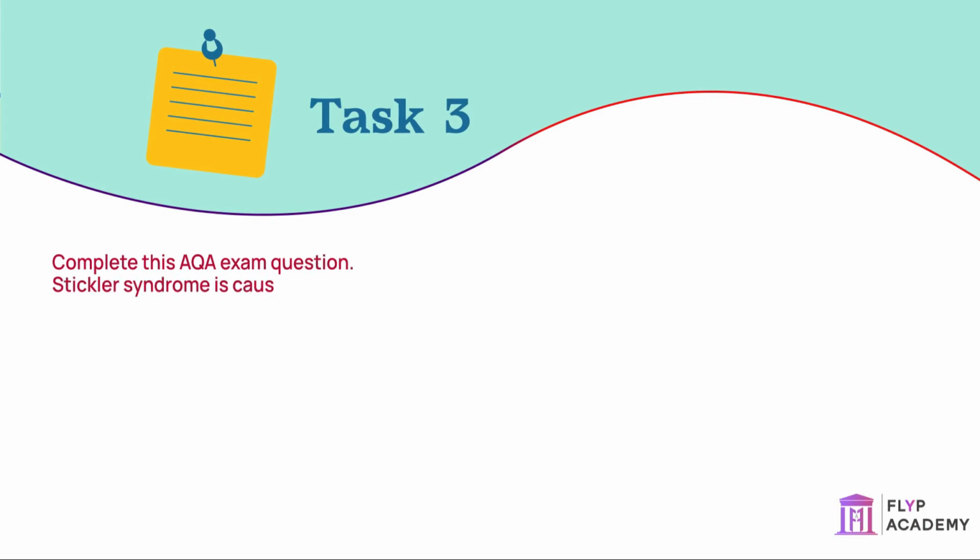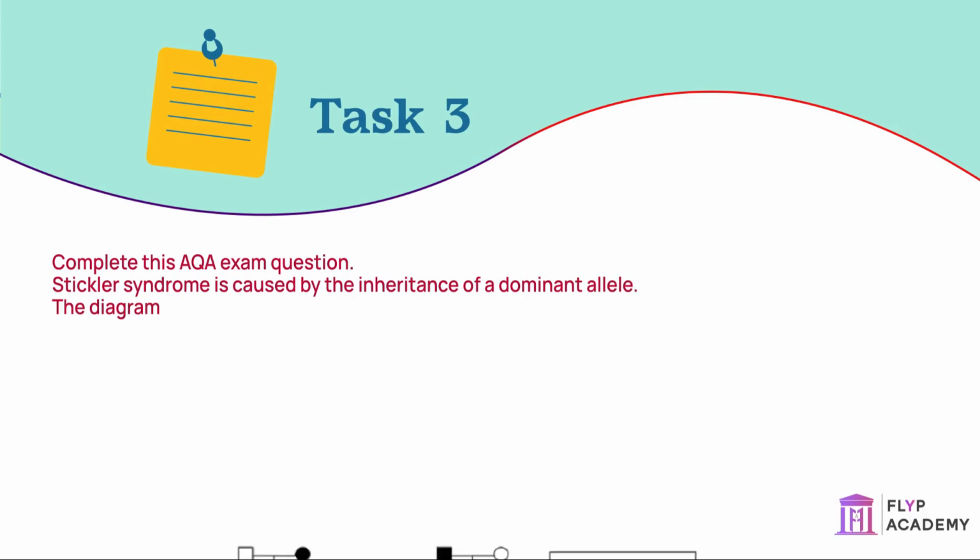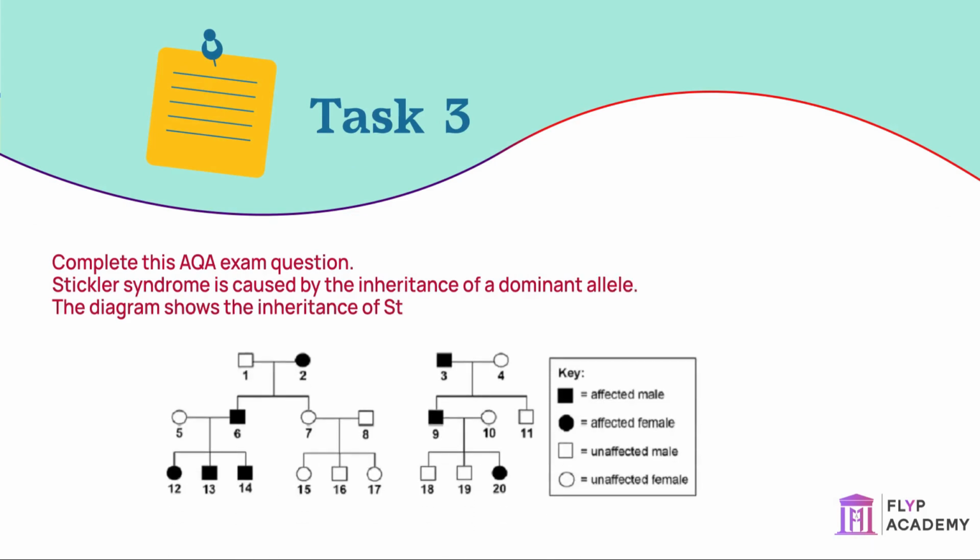Task: complete this AQA exam question. Stickler syndrome is caused by the inheritance of a dominant allele. The diagram shows the inheritance of Stickler syndrome in 2 families. Using the following symbols in your answers to D and E, explain why none of the children of persons 7 and 8 have Stickler syndrome.